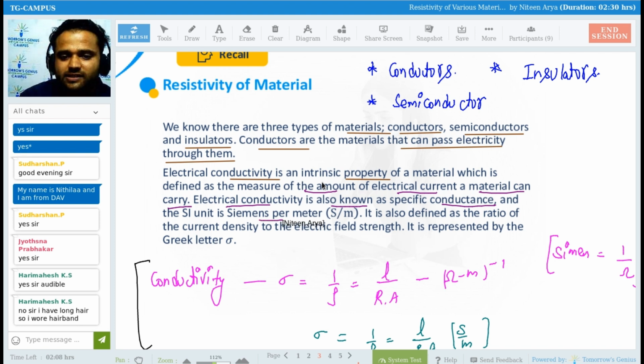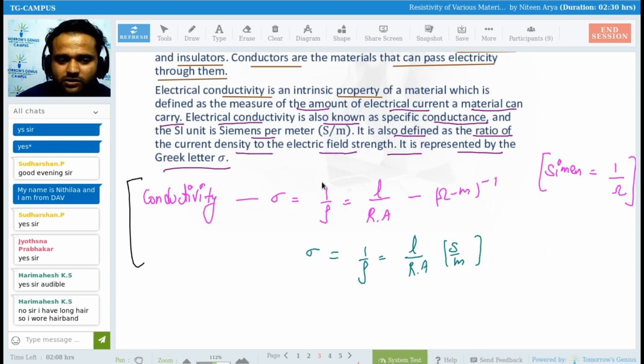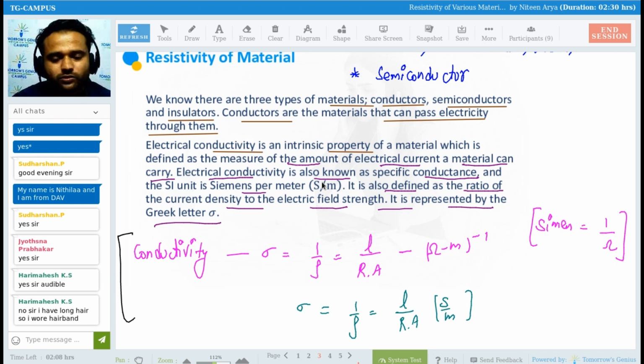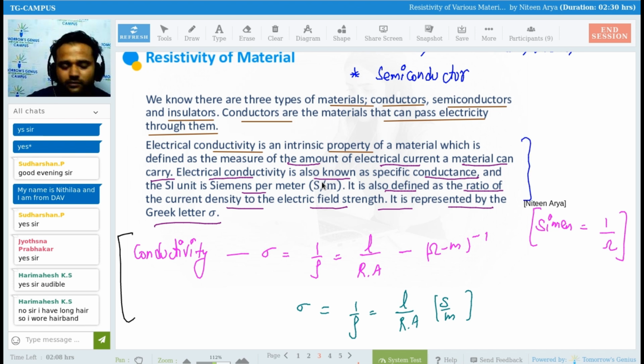And the SI unit is Siemens per meter. It is also defined as the ratio of the current density to the electrical field strength. It is represented by the Greek letter sigma. This is for the question on germanium. Yes, beta, germanium conductivity is okay. These relations are for the numerical part, and this is for your boards also, because in boards you need to write this. Sometimes they ask questions like this. Okay, is this clear, everyone? This is the whole important definition of conductivity.